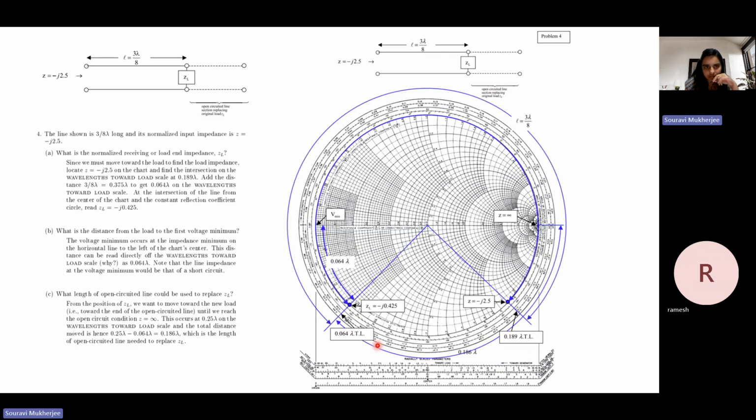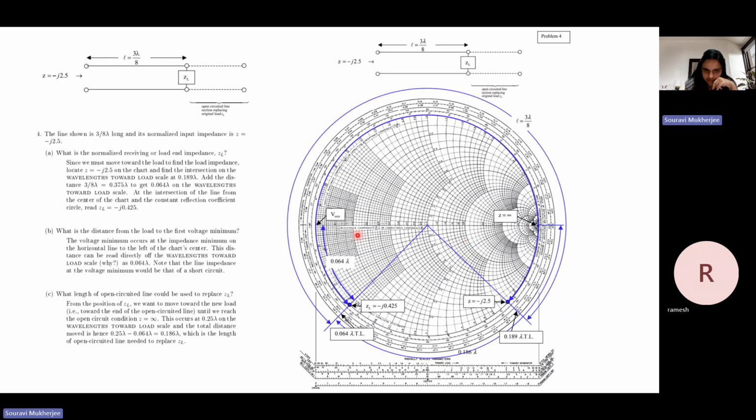Okay, now there can also be questions where it's the other way around, where the impedance at the source end is given and you have to find the impedance at the load side. The process is similar, but we will use another scale. In the Smith chart, there are two scales provided. One is wavelength towards generator, which we had been using. Another is wavelength towards load.